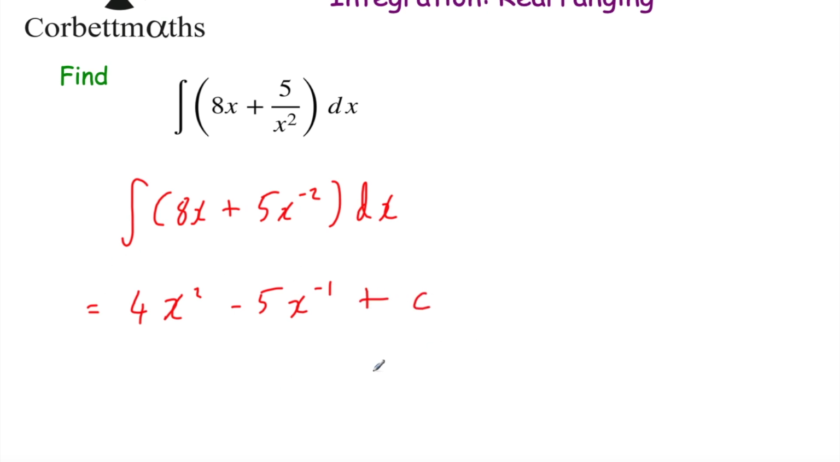And that's it. And you could leave it like that if you wanted to, or you could put this x back on the denominator, so it would be 4x squared minus 5 over x, just bringing that down, giving it a positive power. I'm not going to write the 1 though, so I'm just writing it as 5 over x, and then plus c. And that's it. Okay, let's look at our next question.